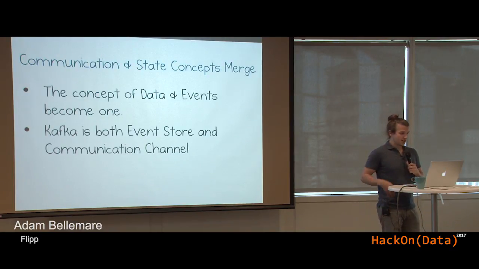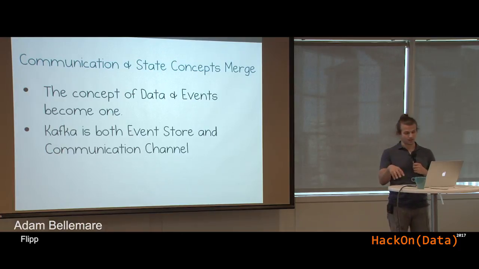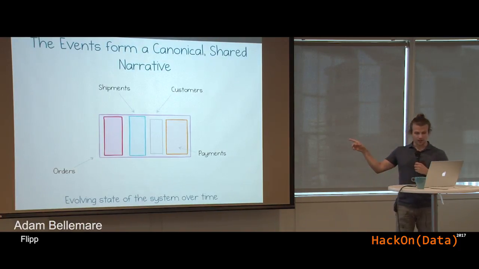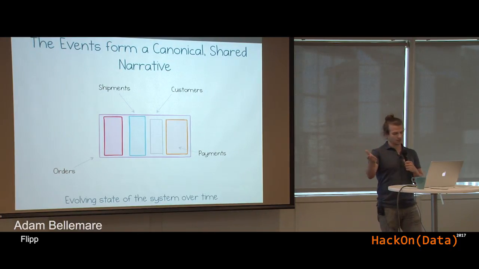So the communication and state concepts merge. Data and events become one, but also Kafka becomes the event store and the communication channel and provides an immutable log of all the things that are occurring inside your system. So you get, like I said, the canonical shared narrative. You get your orders, your shipments, your customers, your payments. And as your system evolves over time, you can add additional columns, topics, and additional data.